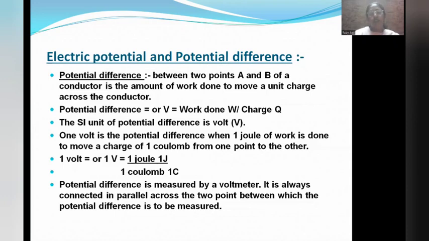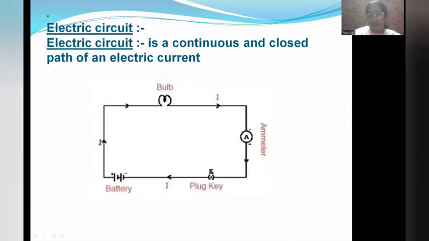So now I will show you the diagram here. So here we can see how it is connected. So this is an electric circuit. This is battery. This is the bulb. This is the plug key, and this is the ammeter. Here ammeter is connected in series.